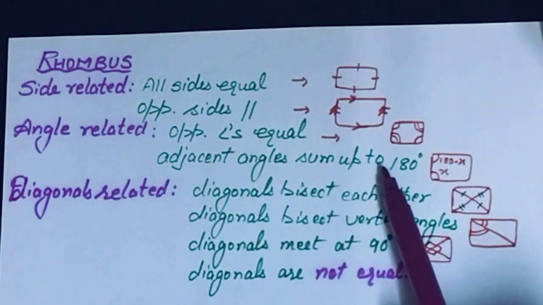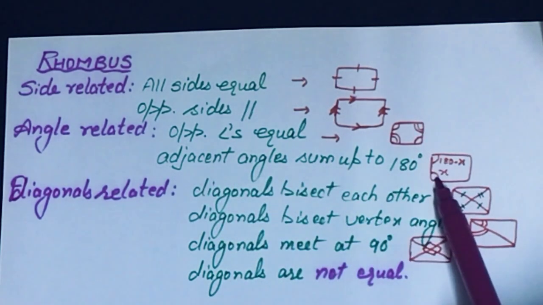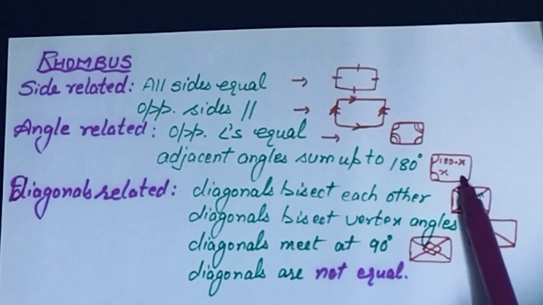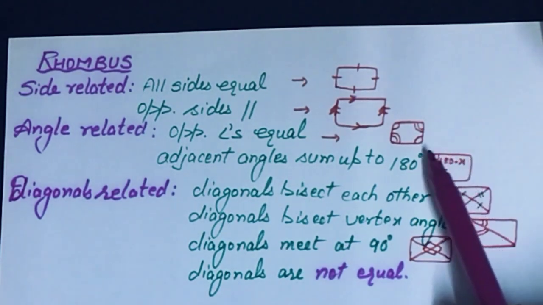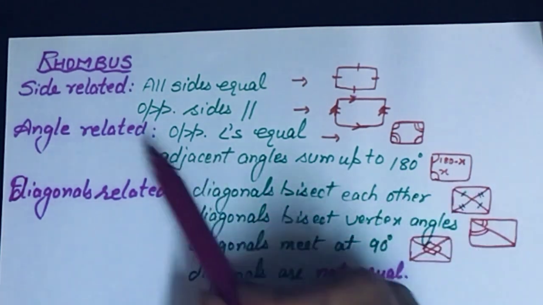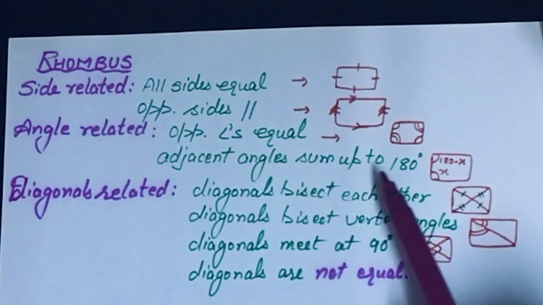Adjacent angles sum up to 180 degrees. These two are called adjacent angles, they sum up to 180. So one of them can be called x, and as their sum is 180, the other one can be called 180 minus x. These two are also adjacent. So if it is x, this is going to be 180 minus x. Got it? So this is how you can label adjacent angles in any figure in which they sum up to 180.